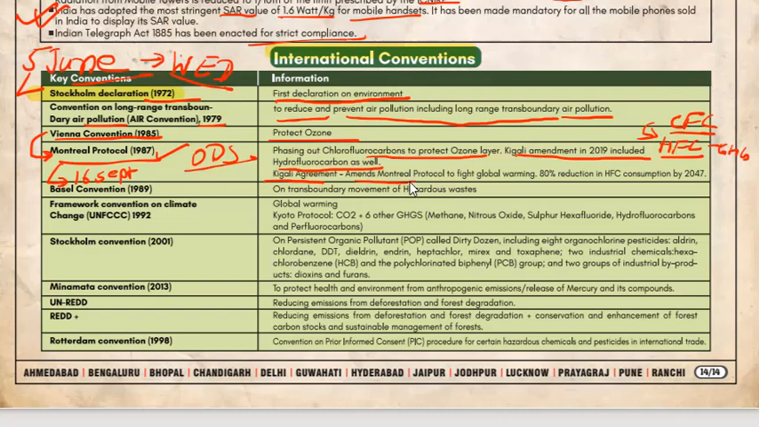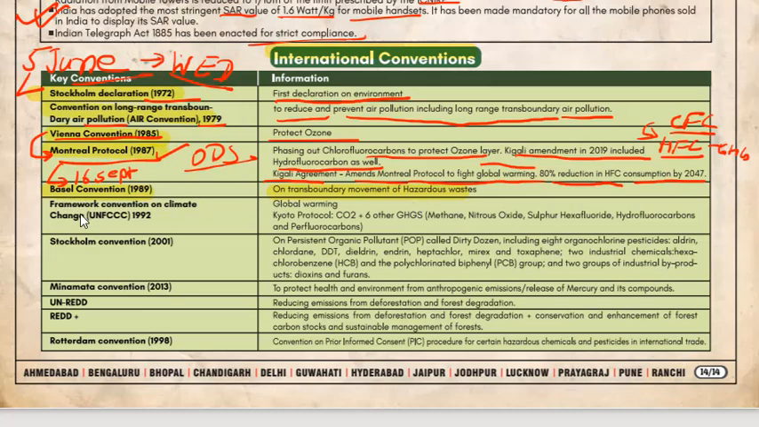This is the Kigali Amendment. It amends the Montreal Protocol to fight global warming. We have to reduce HFC consumption by 80% by 2047. This is to fight, see here, it is written, global warming. Okay. These points are important. You should know this. Vienna Convention and Montreal Protocol are also important. This Basel Convention is also important. Basel Convention is for transboundary movement of hazardous waste.